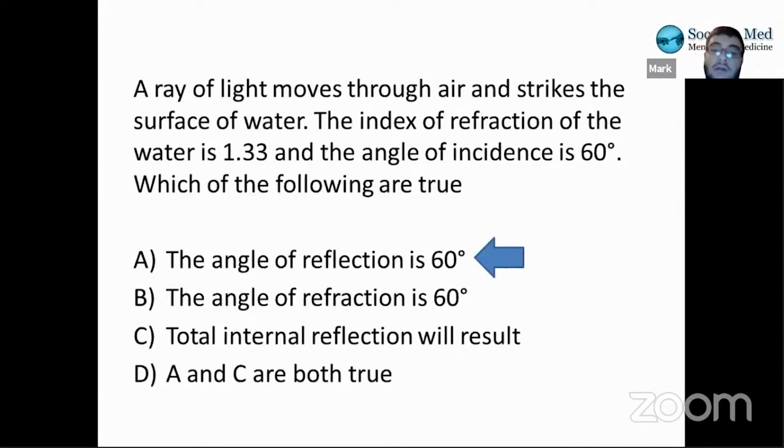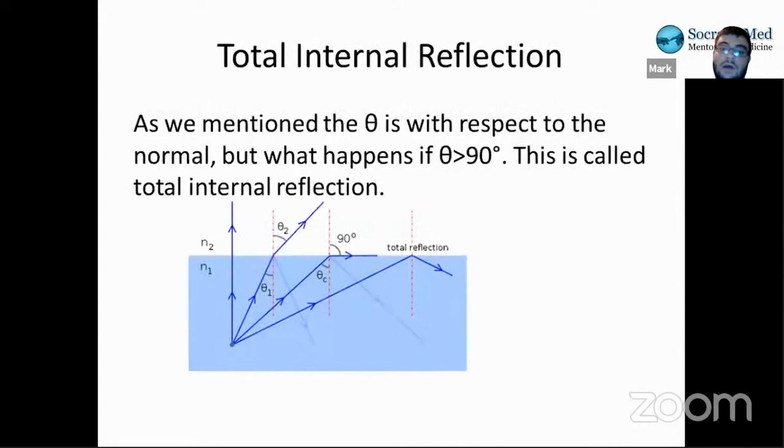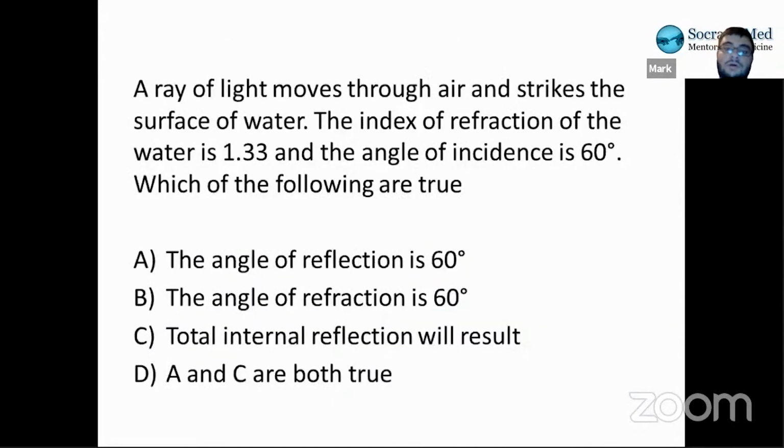That's it. Angle of refraction is 60 is not true, because refraction follows the n1 sin θ1 equals n2 sin θ2 rule, right? So the only way for the refracted angle to be 60 degrees would be if the two surfaces, air and water, had the same n value, but they don't. The index of refraction of air is 1, water is 1.33. So the angle would actually decrease, right? I don't know what it would be. It would be like 50 maybe, but it would be less than 60, right?